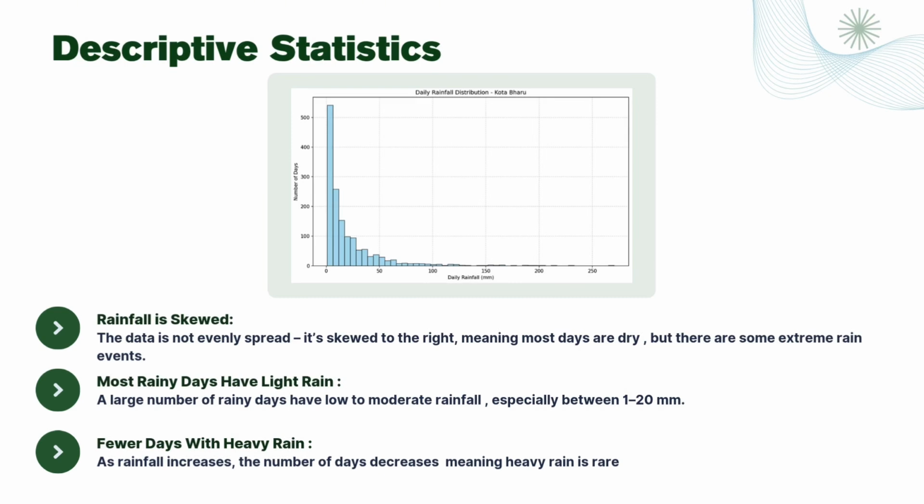Firstly, rainfall is skewed. The data is not evenly spread. It is skewed to the right, meaning most days are dry, but there are some extreme rain events. Secondly, most rainy days have light rain because a large number of rainy days have low to moderate rainfall, especially between 1 and 20 mm. Thirdly, fewer days have heavy rain. As rainfall increases, the number of days decreases, meaning heavy rainfall is rare.